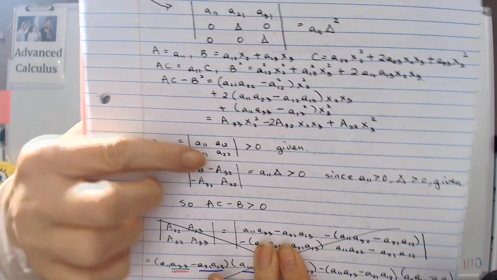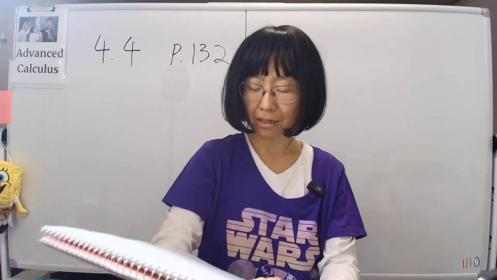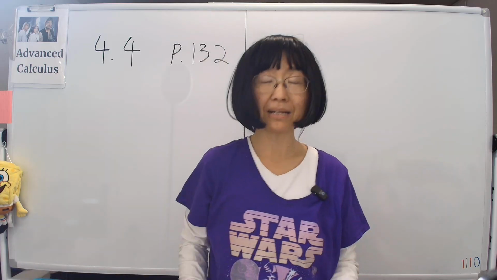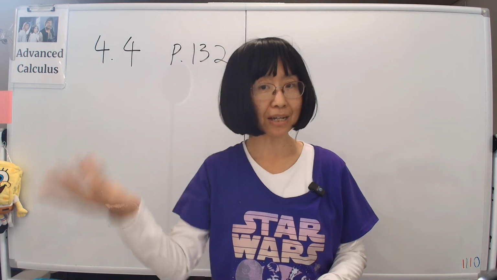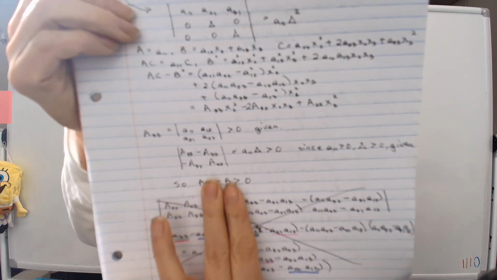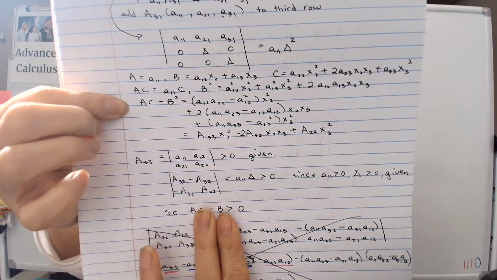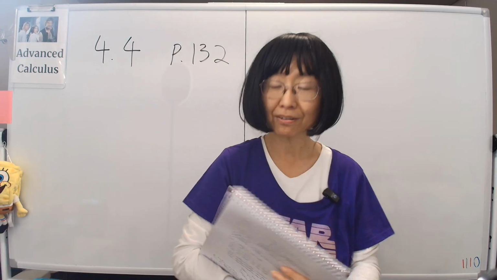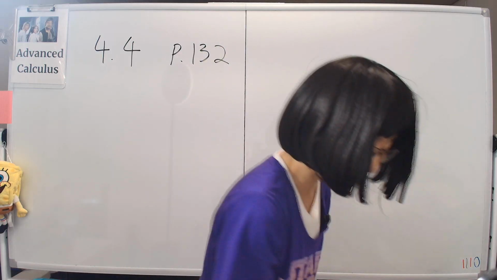Let me pay attention. That being A11 is bigger than 0, the triangle is given as bigger than 0, then this relationship is bigger than 0, which means AC minus B squared is bigger than 0, and therefore the form is positive definite. That concludes the proof of lemma 4.